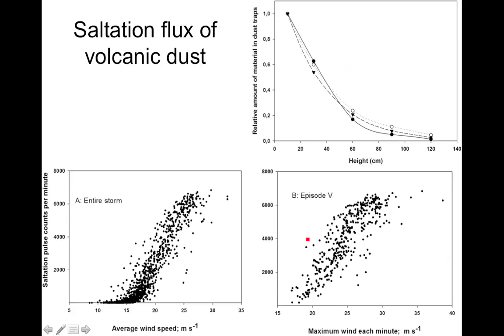And these other two figures show how the sediment is actually transported vertically in the column. So this is the relative amount of dust above and below a certain point. The lowest detector was sitting here at about 15 centimeters above the ground, and then they had detectors at 30, 60, 90 and 1.20 meters. As you went higher, you get less and less of the total dust being transported higher up into the wind column.